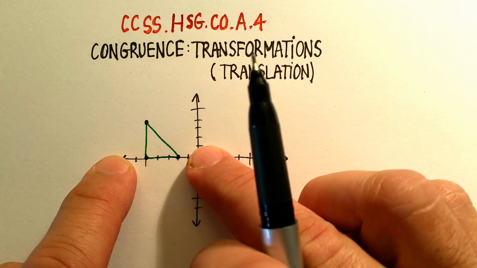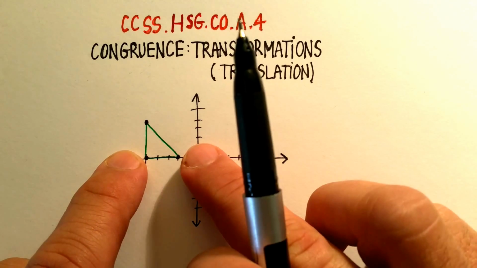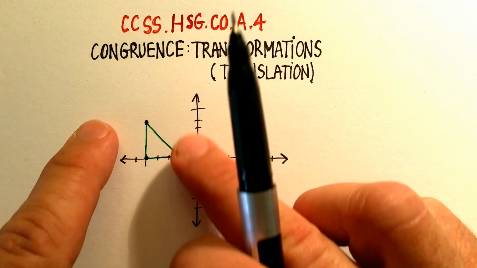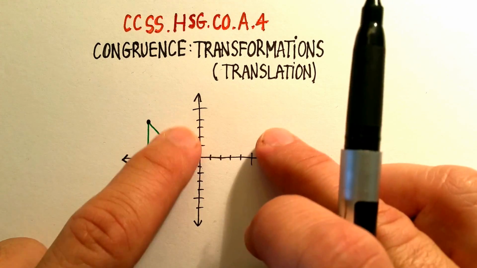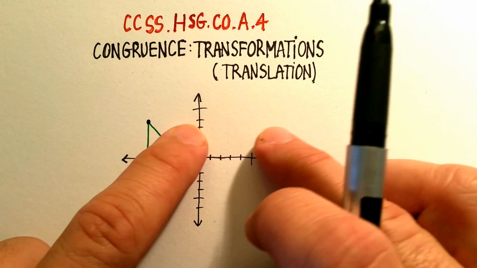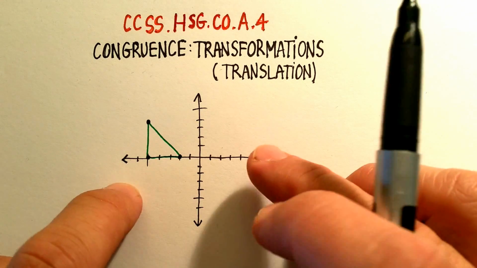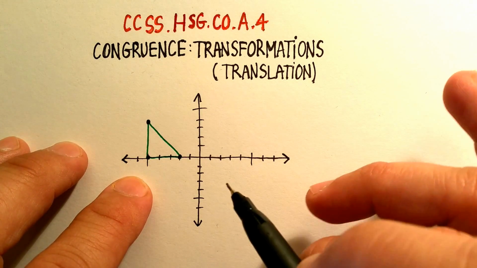A translation is when you have a figure on any kind of coordinate plane, and you actually slide it in some other direction. You move it along the x and the y axis. Sometimes you just move it along the x, sometimes you just move it along the y, sometimes you move it along both. Okay, and I just want to go through an example, and I think you'll see how to do these.